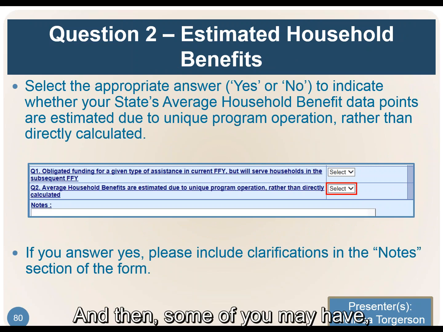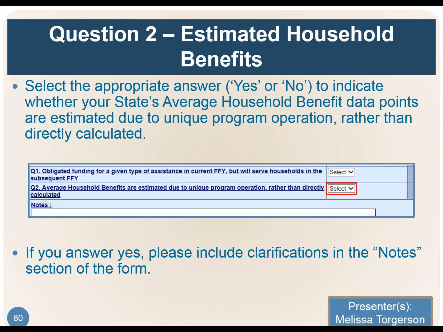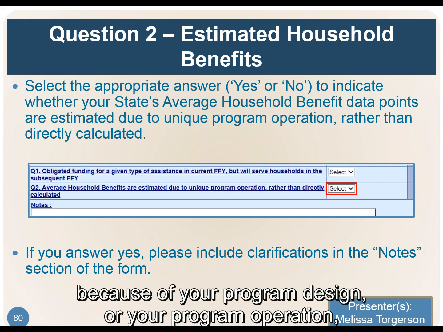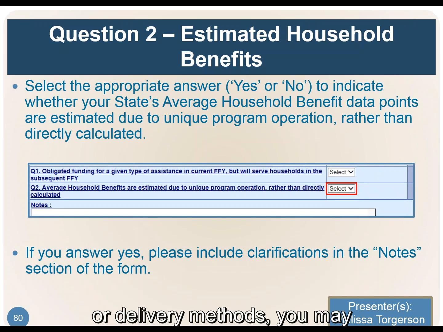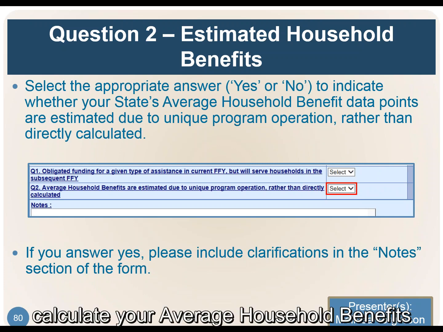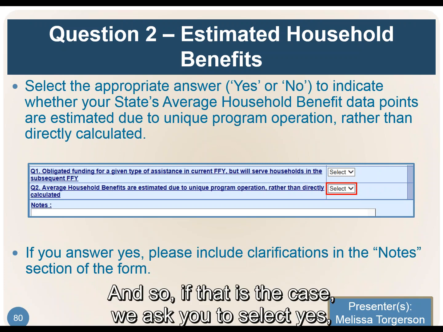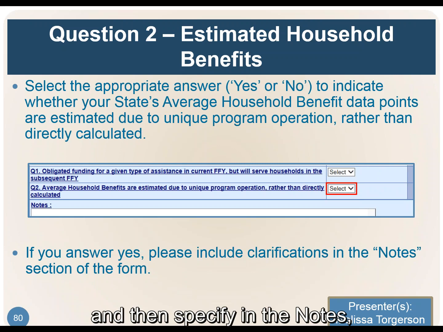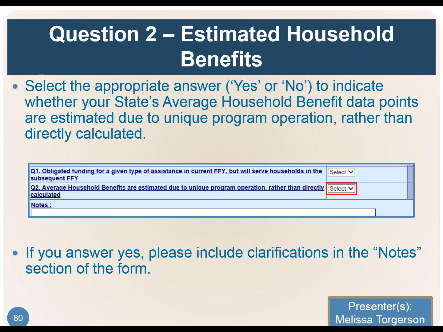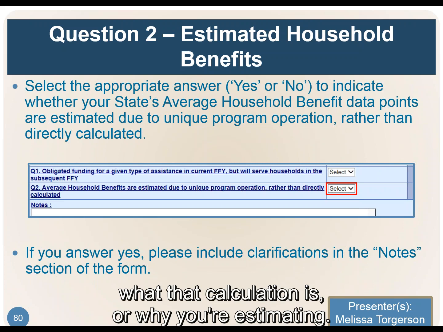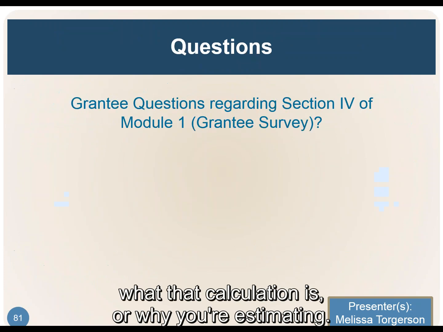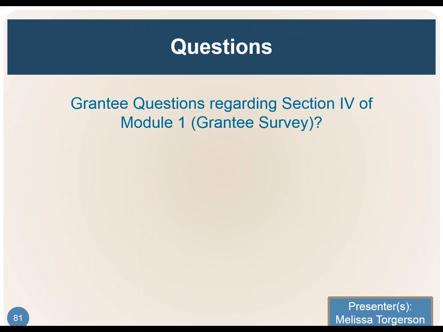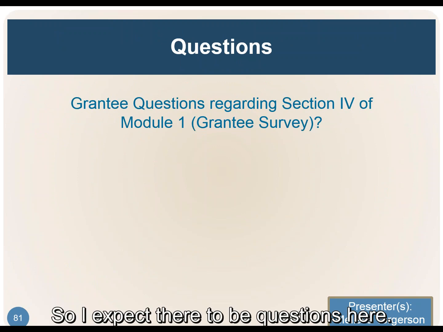And then some of you may, because of your program design or your program operation or delivery methods, calculate your average benefits, average household benefits, a little bit differently. And so if that is the case, we ask you to select yes, and then specify in the notes what that calculation is or why you're estimating. So I expect there to be questions here.